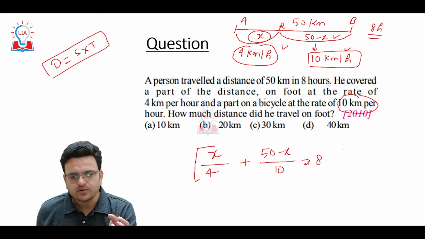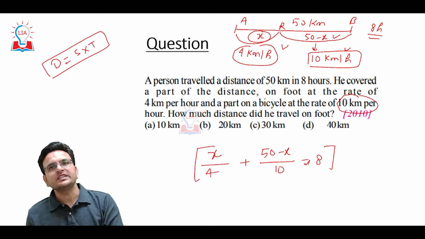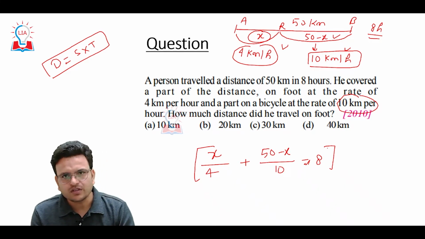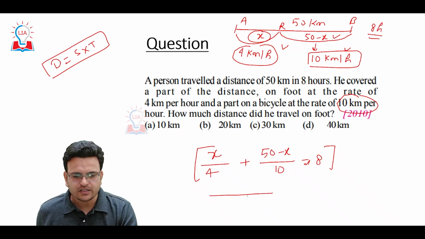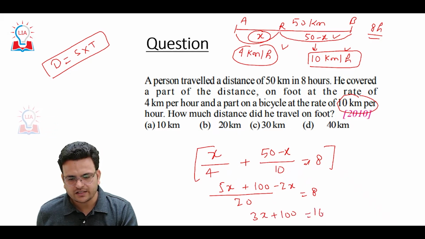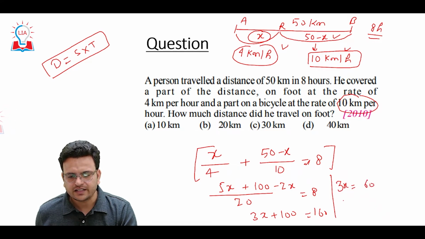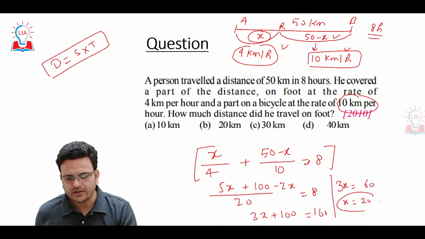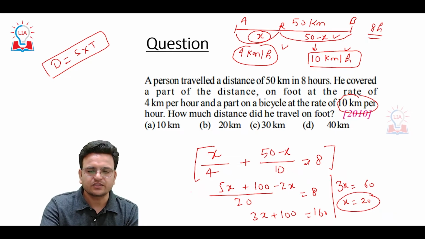Okay, you have to learn how to frame these equations. If you are able to learn how to frame the equations, the questions become very easy. Here 20 will be the LCM, and 5x plus 100 minus 2x equal to 8, and it becomes 3x plus 100 equal to 160, and 3x equal to 60 and x equal to 20. Hope you are able to understand this particular question.